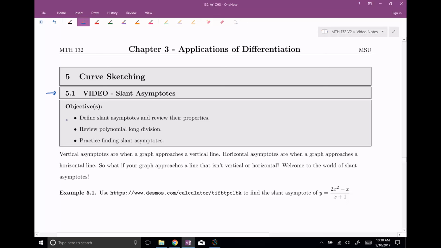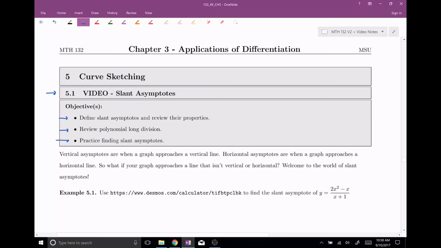So in this video, we wanted to define these slant asymptotes and review some of their properties. We're going to review polynomial long division, which you may have come across in your favorite algebra class, but we're going to need to use that now. And then we're going to get a little bit of practice finding some of these slant asymptotes.